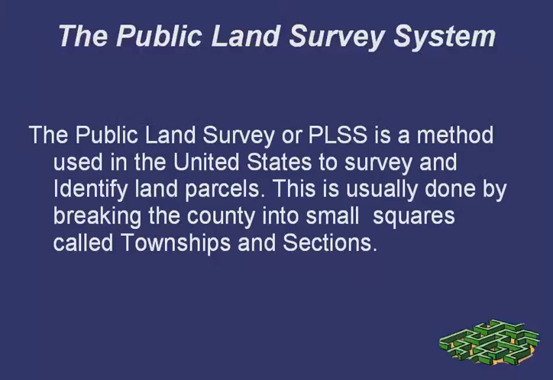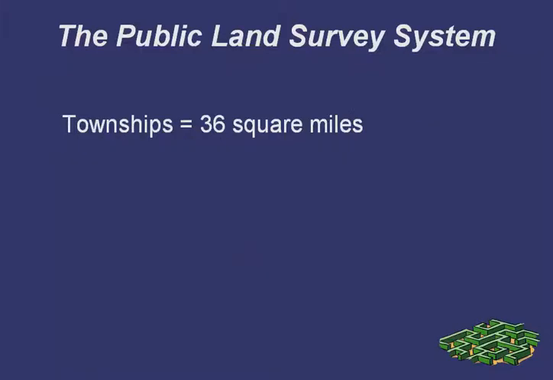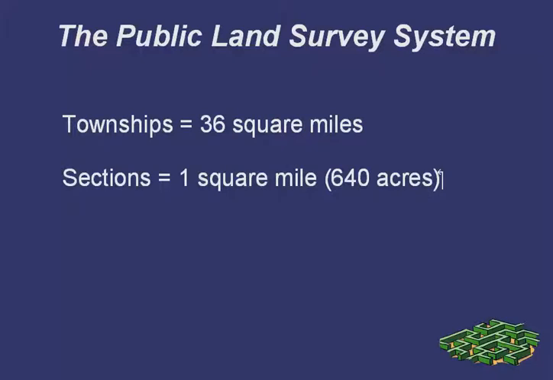Okay. So, the Public Land Survey, or PLSS, is a method used in the United States to survey and identify land parcels. It's usually done by breaking the county into small squares called townships and sections. Okay, so each township equals 36 square miles. Each section equals 1 square mile, 640 acres. 36 sections equal 1 township.